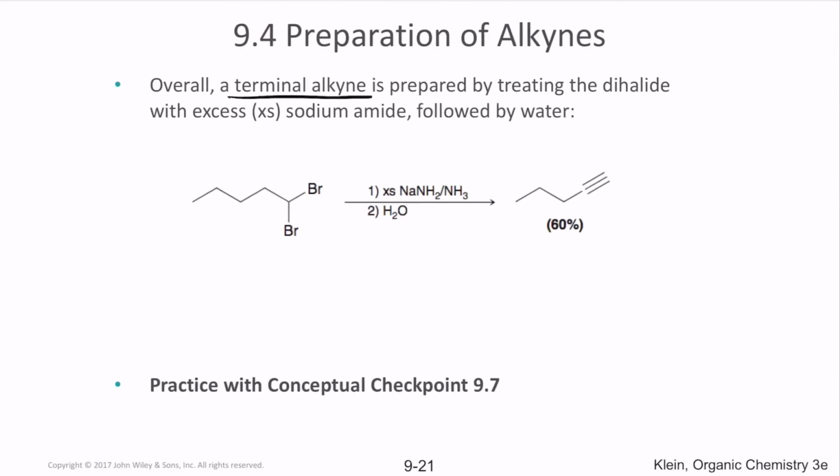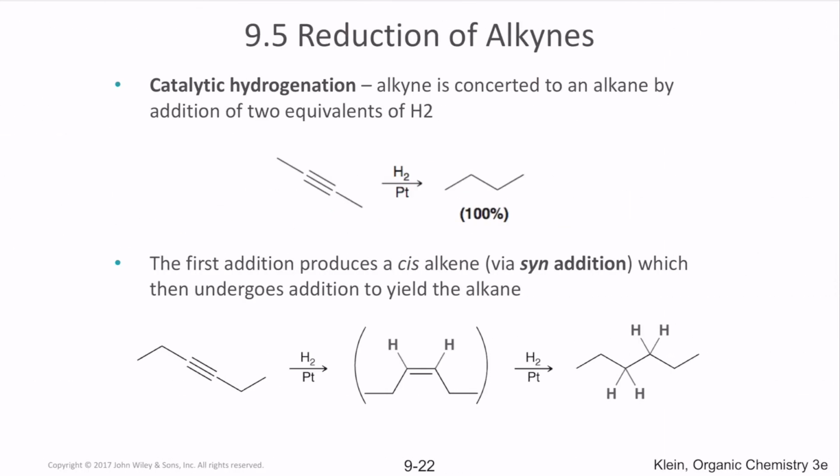Now overall, a terminal alkyne is generally prepared when you have a dihalide with excess sodium amide. Remember that whenever you see excess sodium amide, that process will always result in the formation of a terminal alkyne when you have a dihalide. So for this to occur, you need a dihalide and excess NH2. That's when you end up forming the structure.